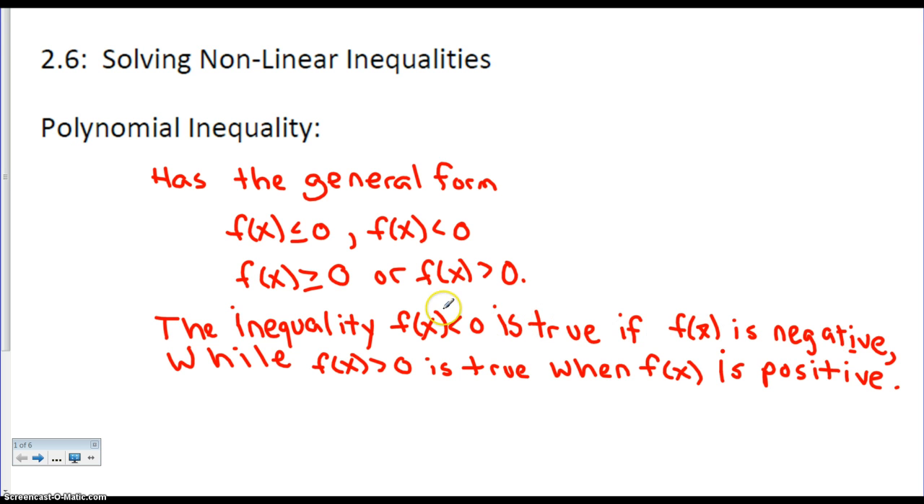And the inequality f of x less than 0 is true if f of x is negative, which means that when I plug that x value into this equation, the result is negative compared to 0. While f of x greater than 0 is true when f of x is positive. So when I plug in an x value and get a positive number, that means it's true. So let's look at an example.